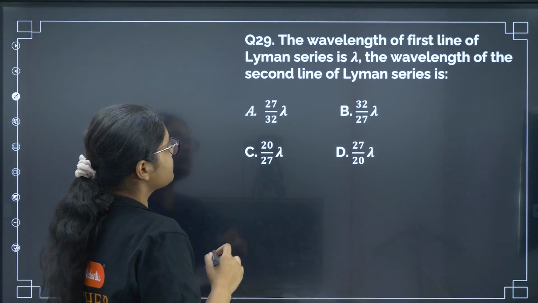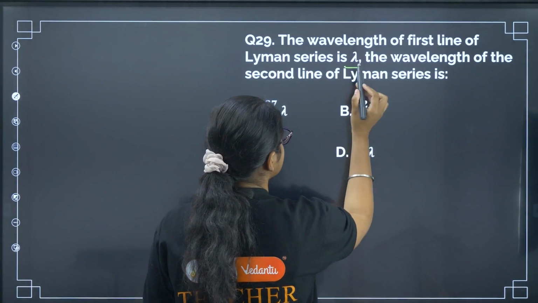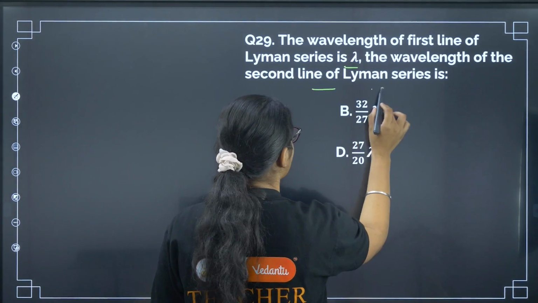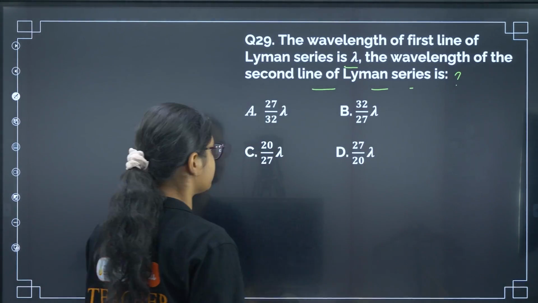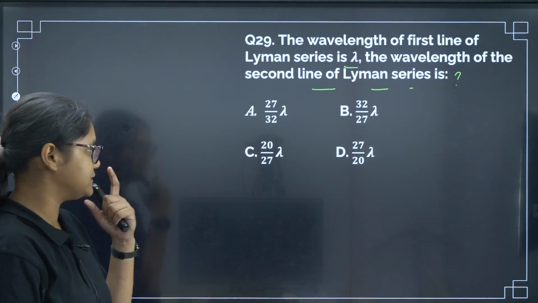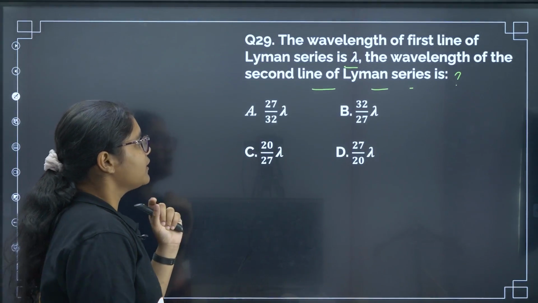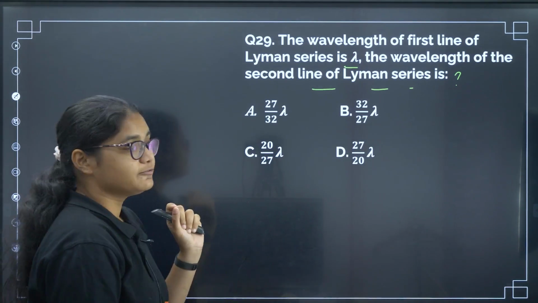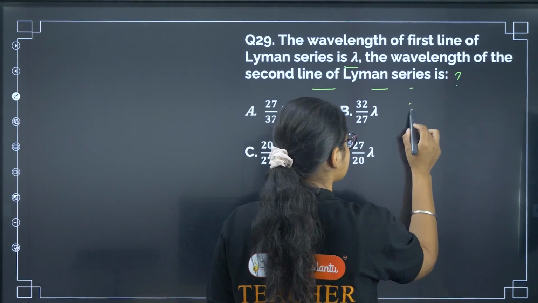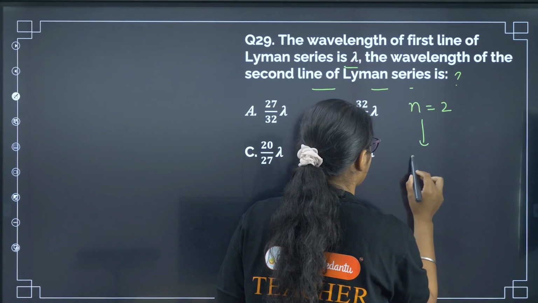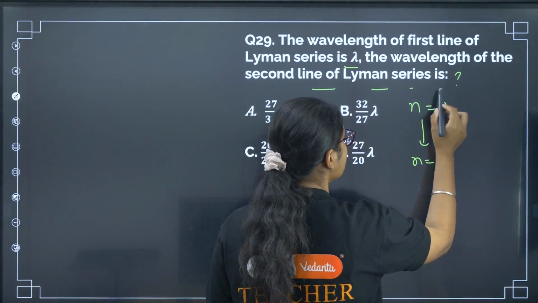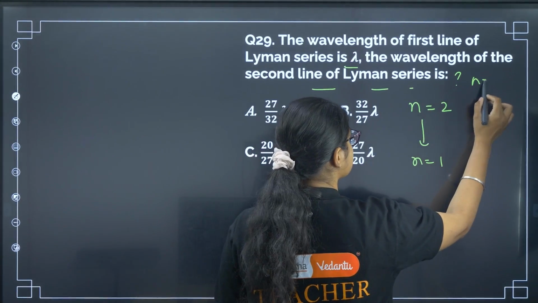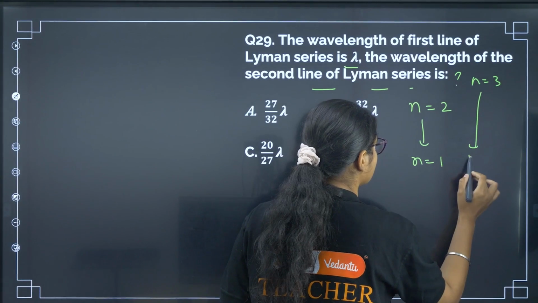Next, the wavelength of the first line of the Lyman series is lambda. The wavelength of the second line of the Lyman series is... Okay, this question is a little tricky and easy one also. See, for Lyman series, the first line will come when n is equal to 2 to n is equal to 1. And the question is asked for the second line, that is n is equal to 3 to n is equal to 1.